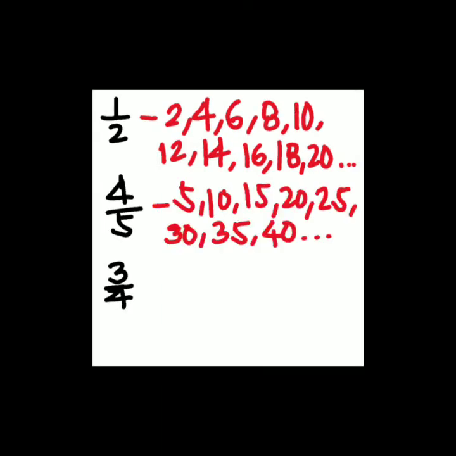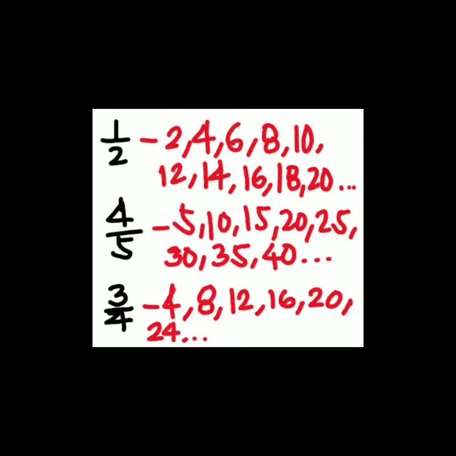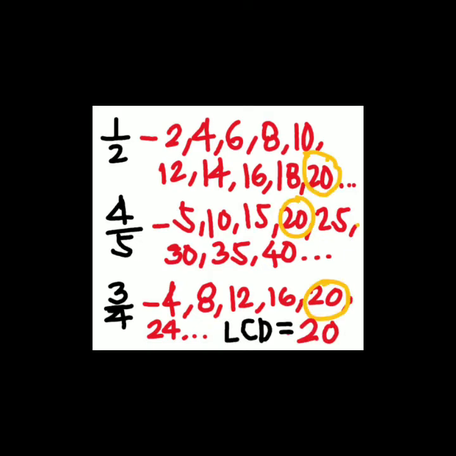For the fraction 4 over 5, the multiples of the denominator 5 are 5, 10, 15, 20, 25, 30, 35, 40, and so on. For the fraction 3 over 4, the multiples of the denominator 4 are 4, 8, 12, 16, 20, 24, and so on. If you compare the multiples of the denominators of fractions 1 over 2, 4 over 5 and 3 over 4, the least common denominator is the number 20.